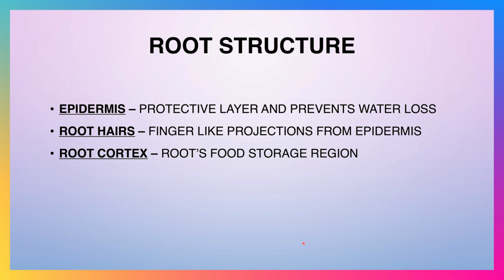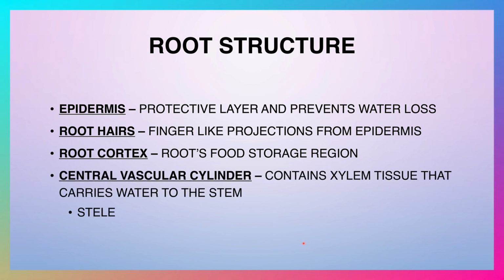Inside the root, inside the epidermis, is the root cortex. The root cortex is where the food is stored for the root. And then inside the cortex is the central vascular cylinder. The central vascular cylinder contains the xylem tissue that carries water from the ground to the stem. This area is also called the stele.